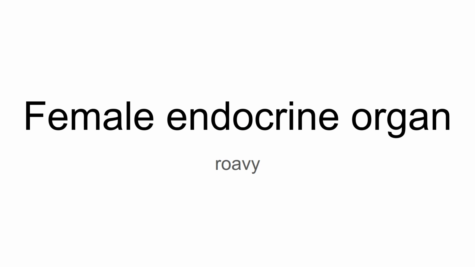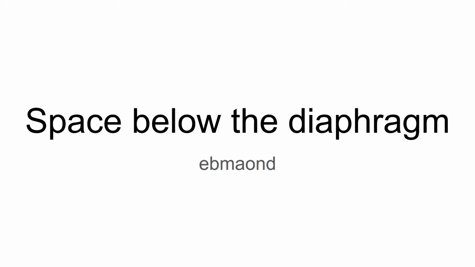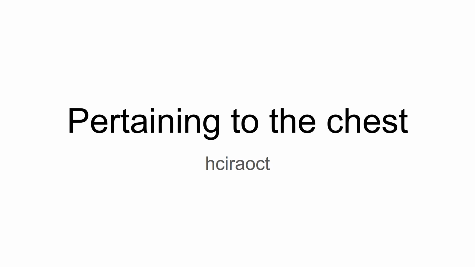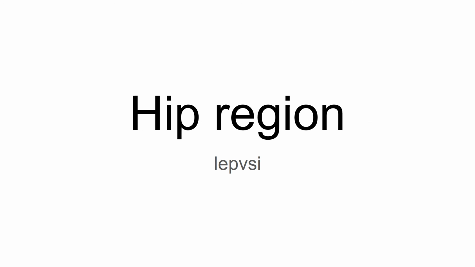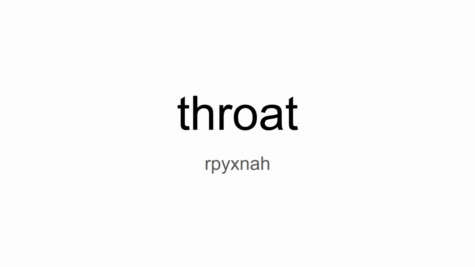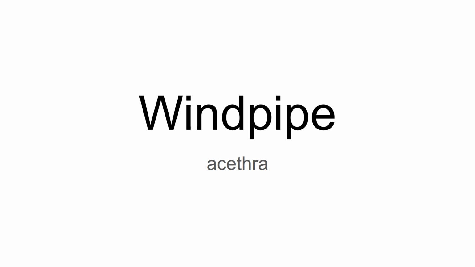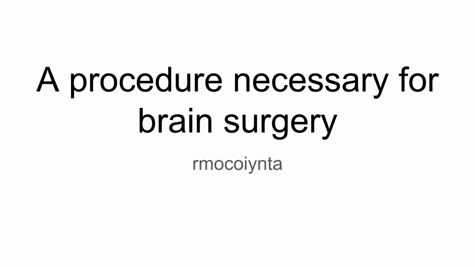So here we have some review. Space below the diaphragm is the abdomen. Pertaining to the chest is thoracic. Hip region is pelvis. Throat would be larynx. Windpipe would be trachea. A procedure necessary for brain surgery, craniotomy.